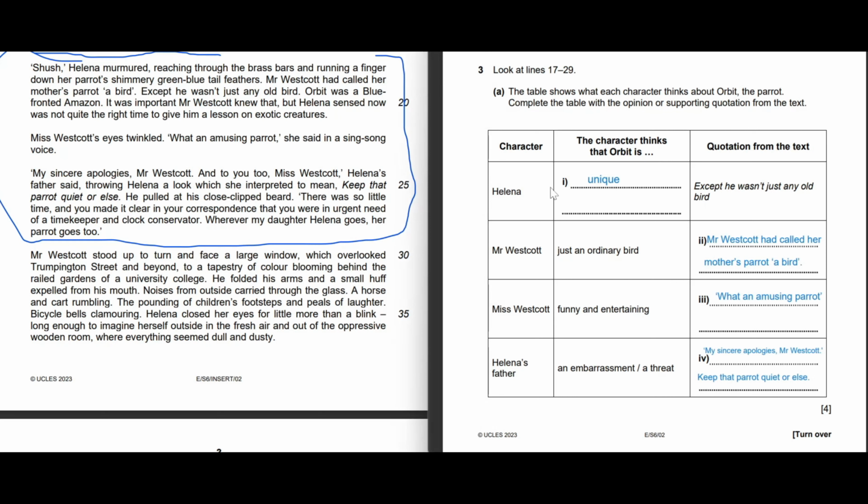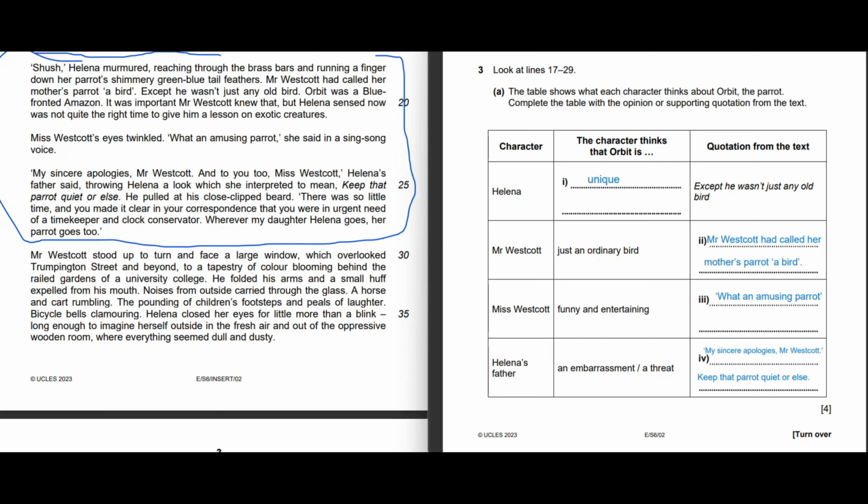Okay, so for Helena, Orbit is unique. The quotation is "except he wasn't just any old bird." So Mr. Westcott, the character, thinks that Orbit is just an ordinary bird. Quotation from the text: "Mr. Westcott had called her mother's parrot a bird." For Miss Westcott, funny and entertaining.